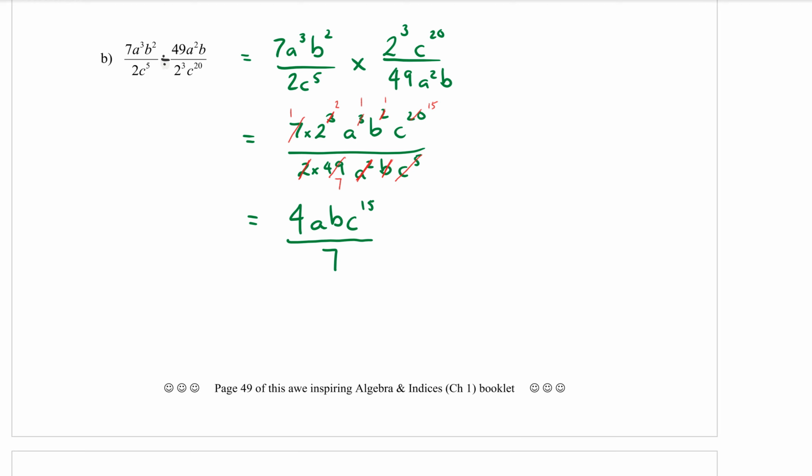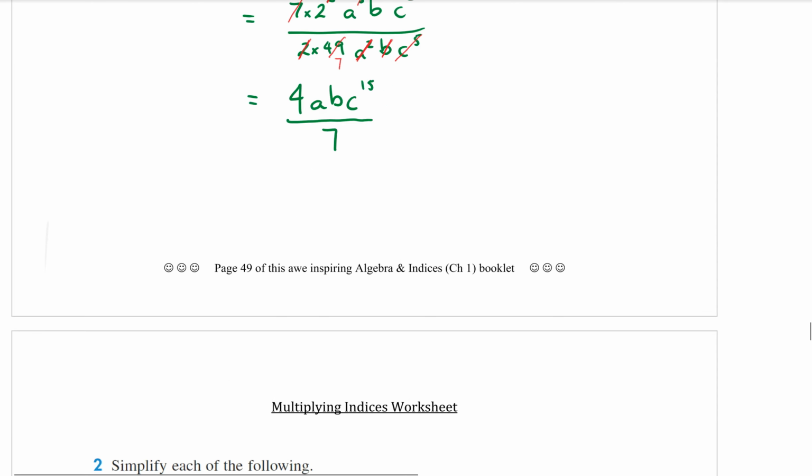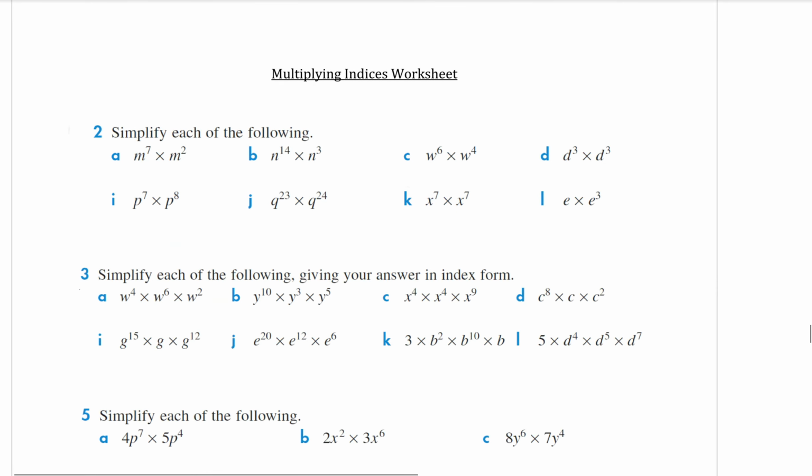Sometimes you might find if you don't cancel everything the first time, you might look at it and go, oh, there's still B's on the top and the bottom. I can still cancel further. So always be on the lookout to see if there's more things that can cancel off. So that one was on the trickier side because there's a lot to do in that last question. Here comes your practice, multiplying.